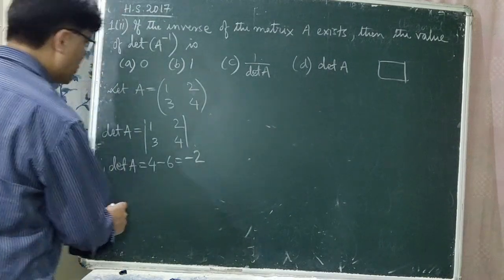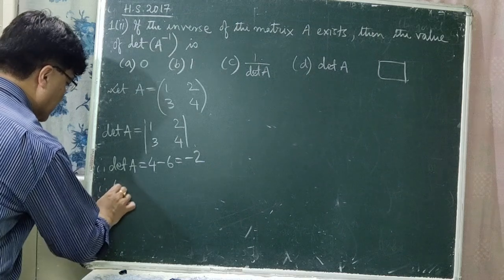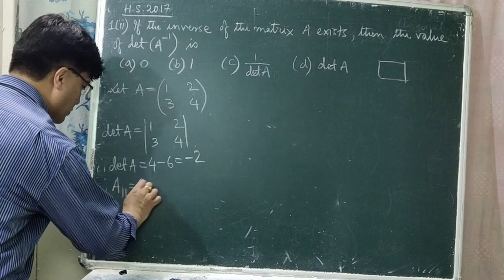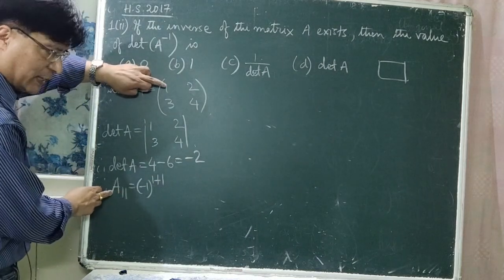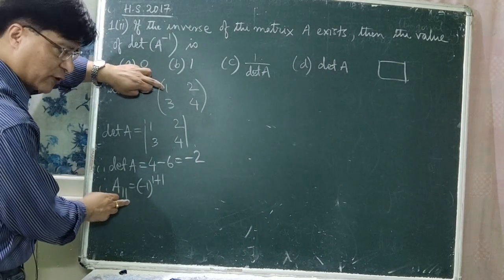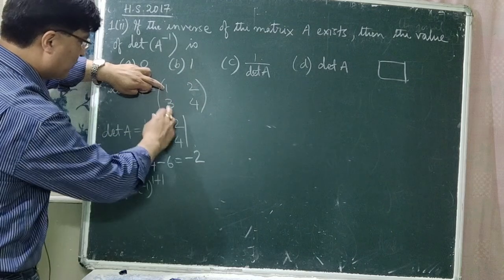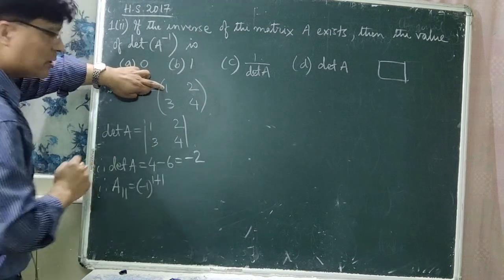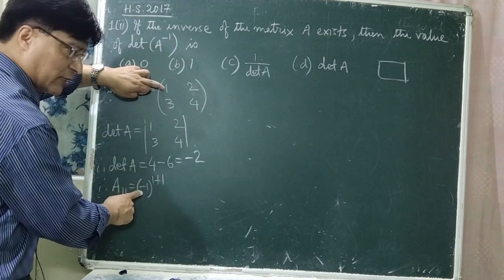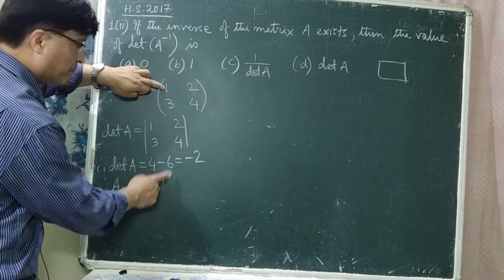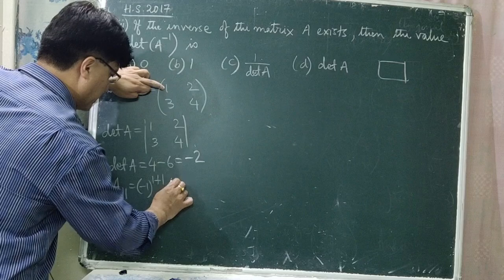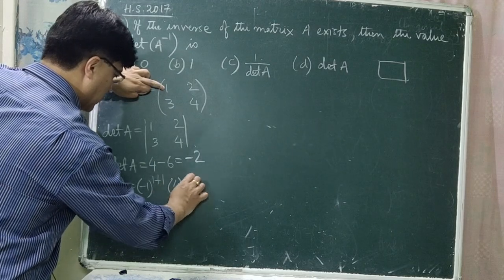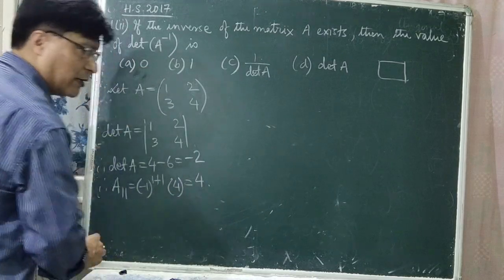Okay. So you know how to get A inverse. That is A11 is equal to minus 1 whole to the power 1 plus 1. That is the cofactor of the element belonging to the first row and first column, that means 1. So what is the cofactor of 1? We have considered the sign minus 1 whole to the power 1 plus 1. Now delete the row and the column through the element 1. That means it is 4. So it is 4 only. So which is equal to 4, right?